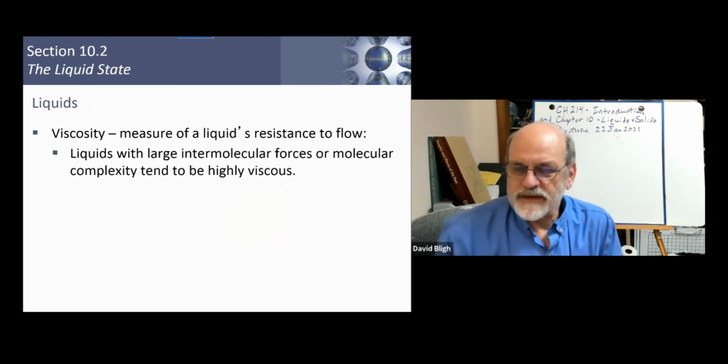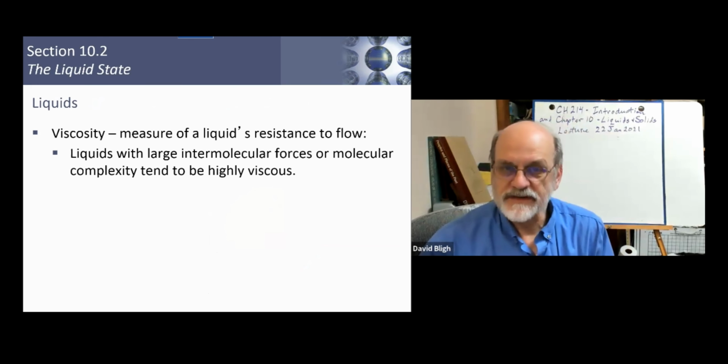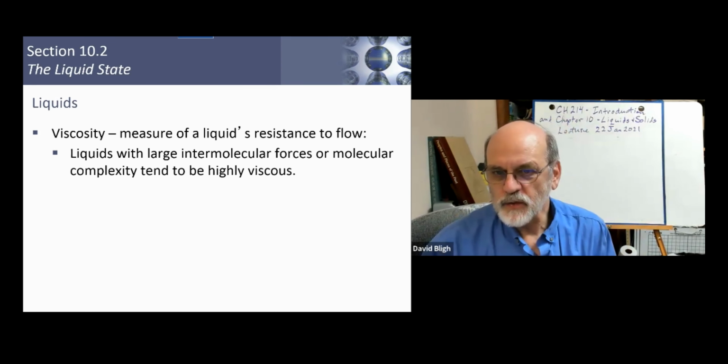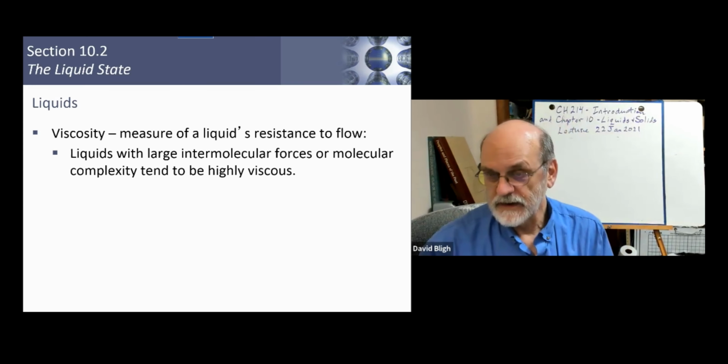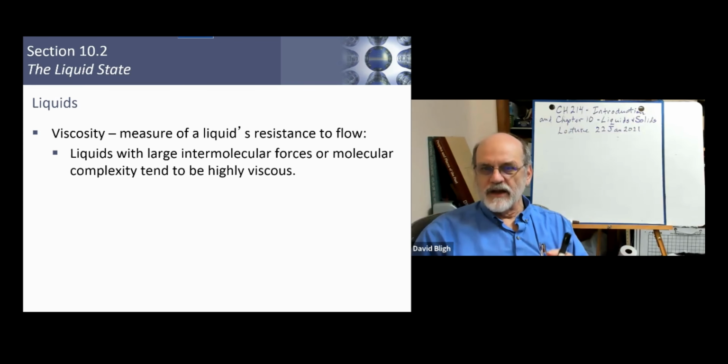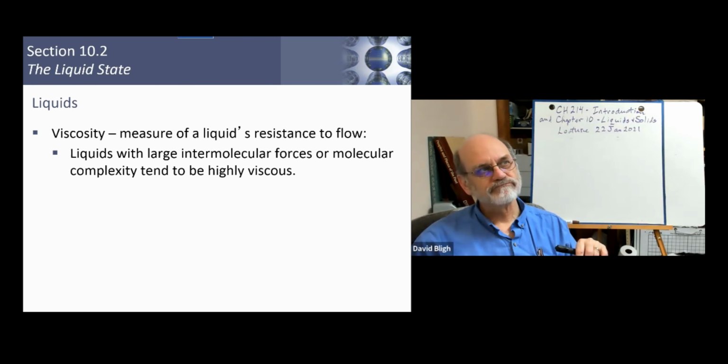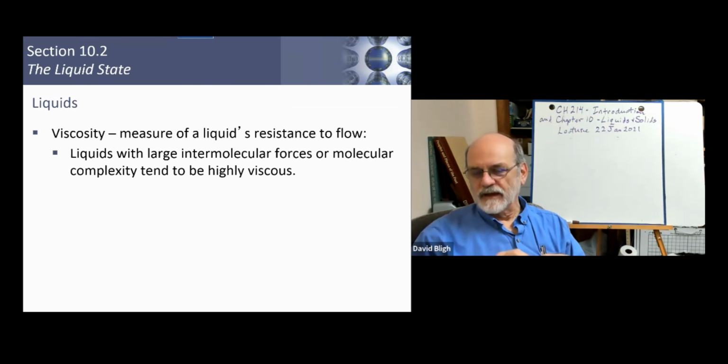So what's another indicator of these forces, the intermolecular forces? Viscosity. What's a viscosity? That's a word that indicates a liquid resists flowing. So the very non-viscous liquids, like water, or, what's another example? Pure alcohol, pure ethanol, 100%, crystal clear. Those liquids flow easily.